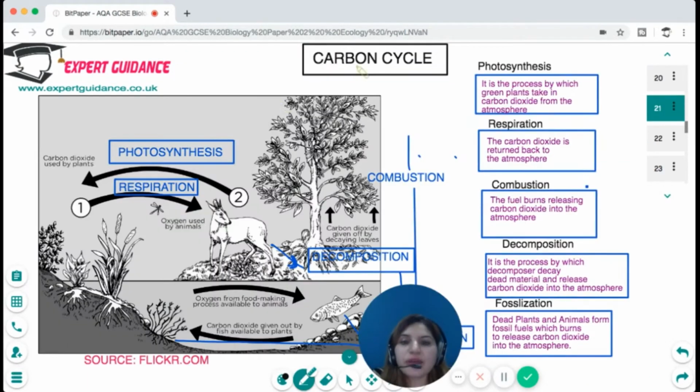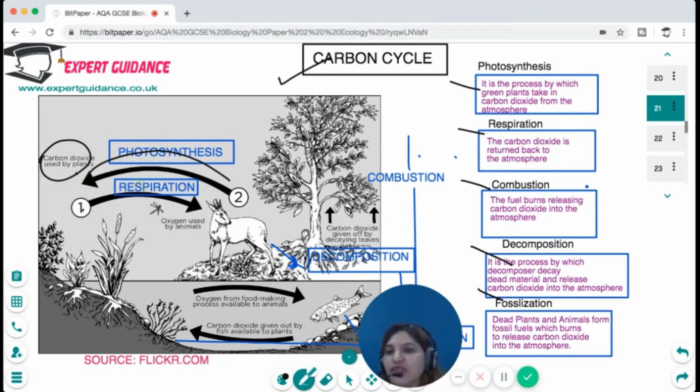Okay, now let's do another cycle, which is the carbon cycle. Now, the carbon cycle is easy. It's just photosynthesis, respiration, combustion, decomposition, fossilization. There's carbon dioxide in the atmosphere taken by the plants for photosynthesis. So the carbon dioxide is used up by the plants for photosynthesis.